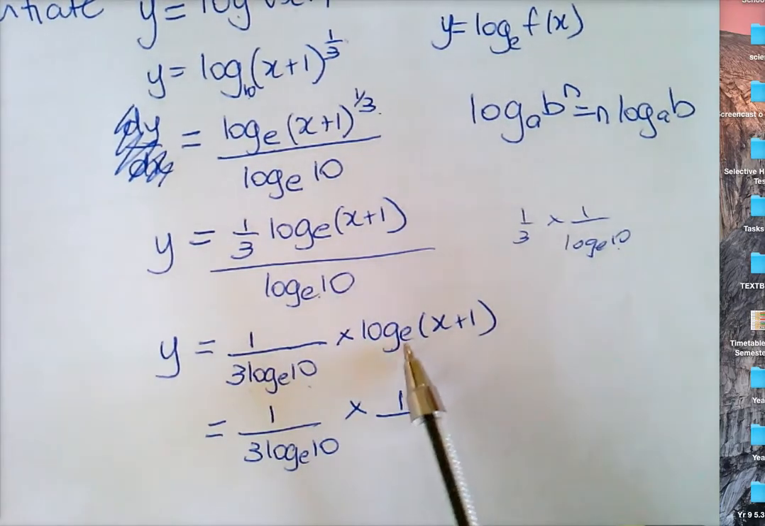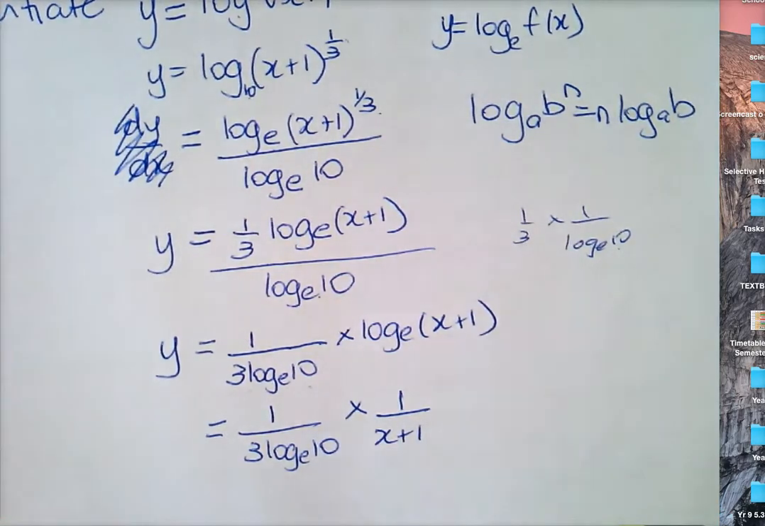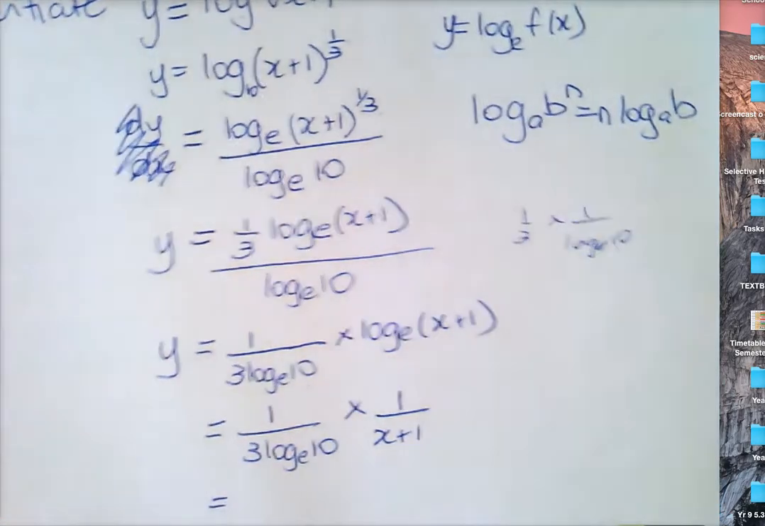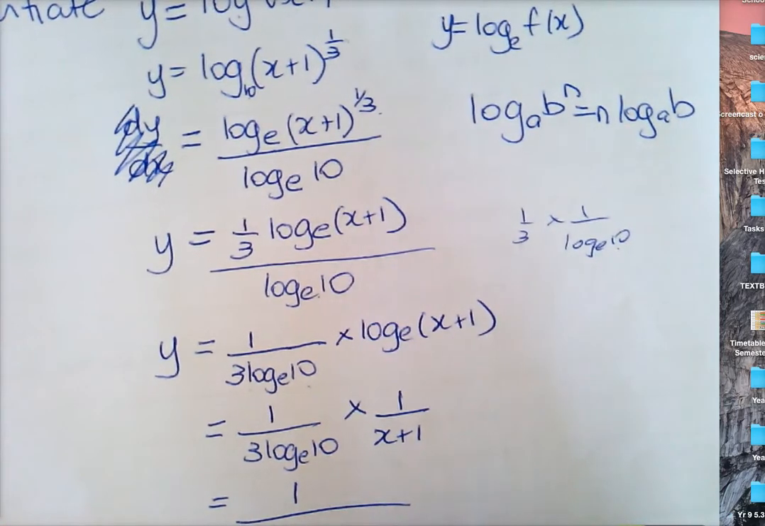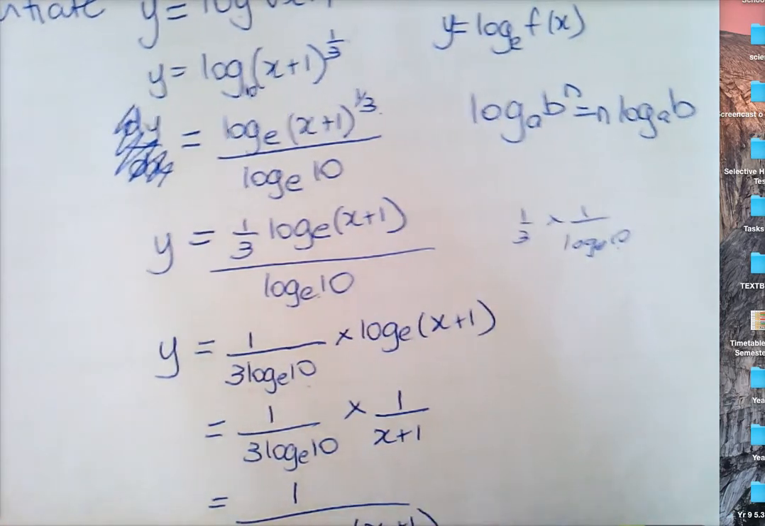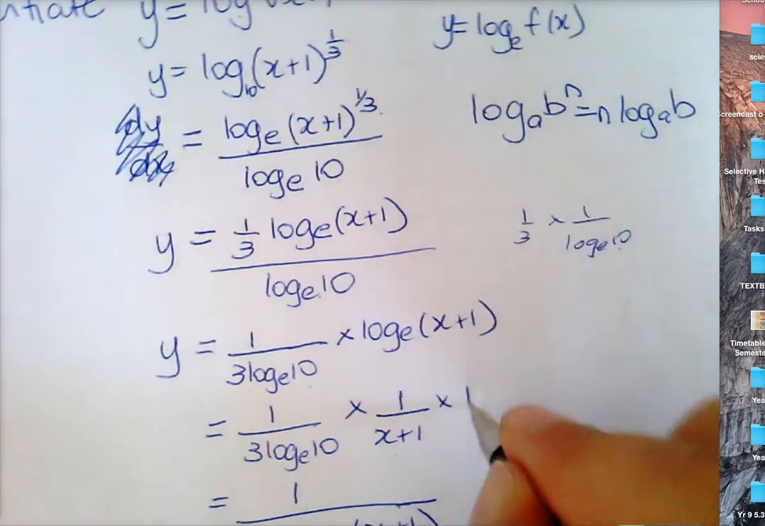So how do I differentiate log to the base e of x plus 1? 1 over x plus 1 times 1, which is fine. So therefore, my answer is 1 over 3 log to the base e of 10 bracket. I'd times it by 2 if it was 2x plus 1. So I'll go times 1.